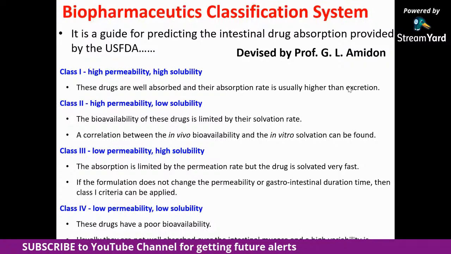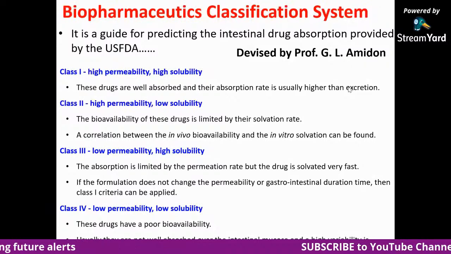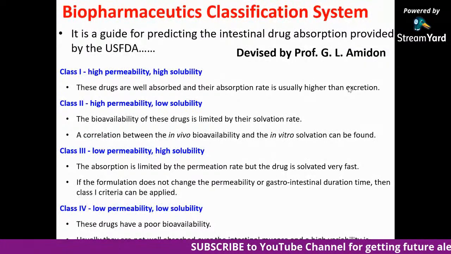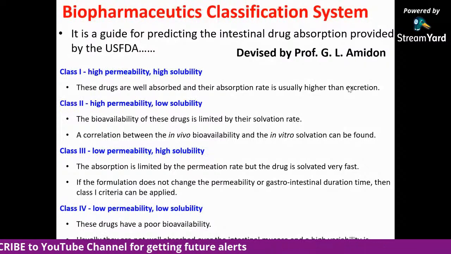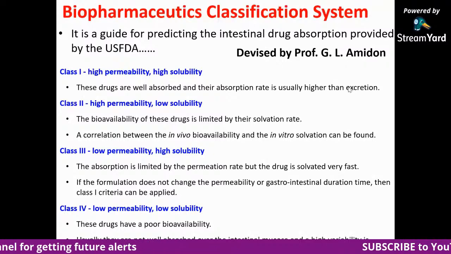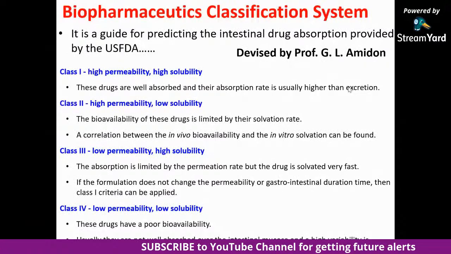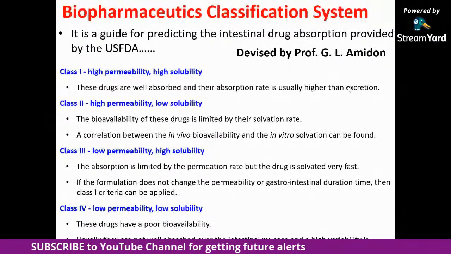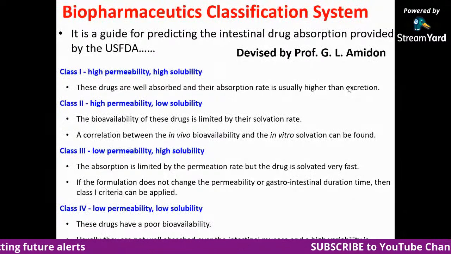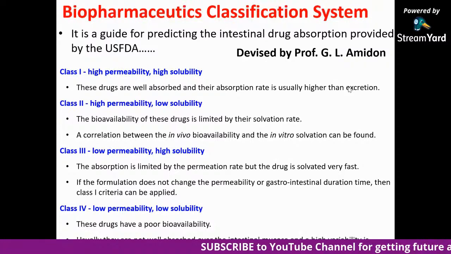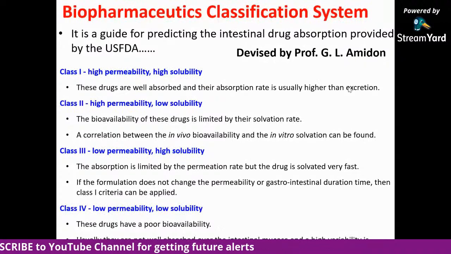Class 3 drugs, the absorption is limited by the permeation rate, but the drug is solvated very fast because of the high soluble property of these drugs. And if the formulation does not change the permeability or gastrointestinal duration time, then we can apply the class 1 criteria. And coming to the fourth class, that is class 4, these are low permeable and low soluble drugs. And these are the problematic drugs, I can say. And these drugs have poor bioavailability and they are not well absorbed over the intestinal mucosa.